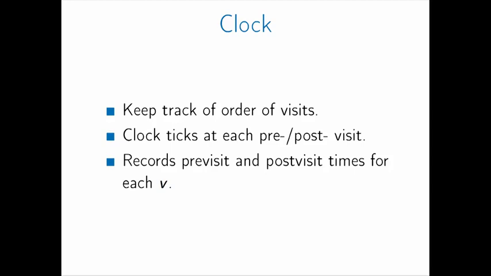Every time we discover a new vertex for the first time or leave an old vertex for the last time, we also record the time at which that happens. So for each vertex v, we'll have a record of the previsit time and the postvisit time. To see what I mean by this, let's look again at this example.